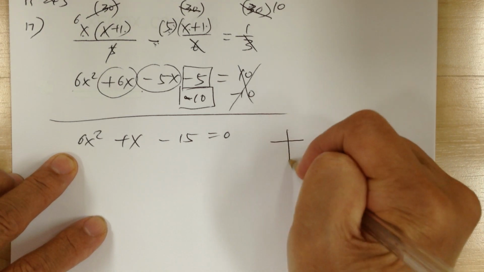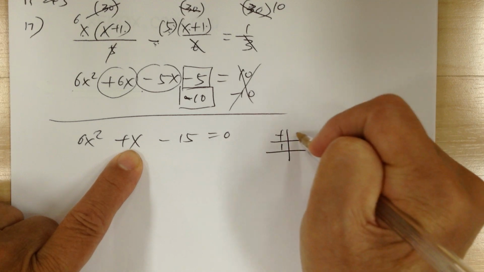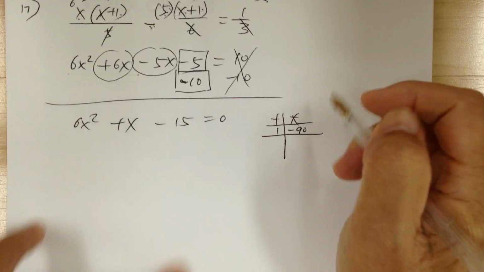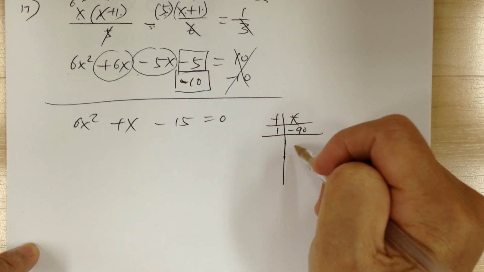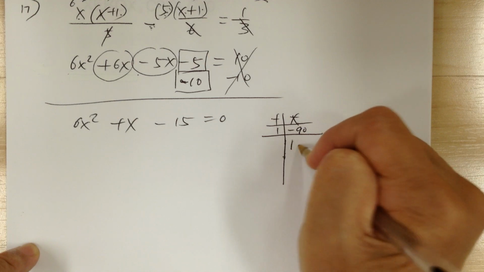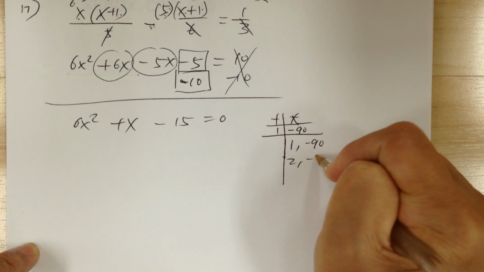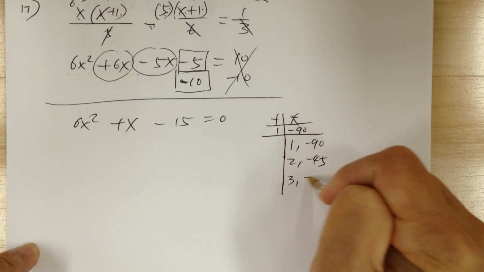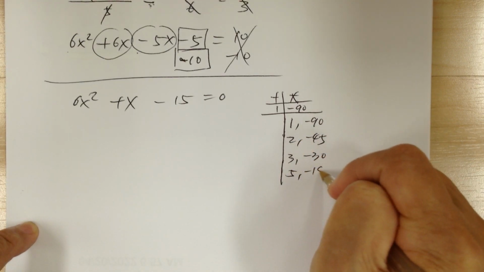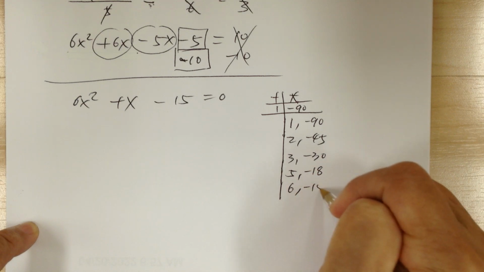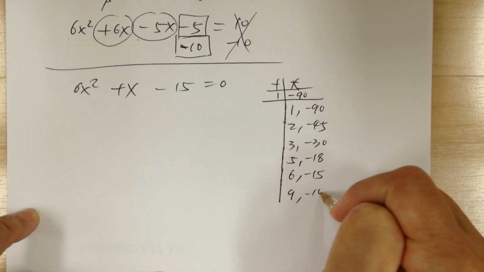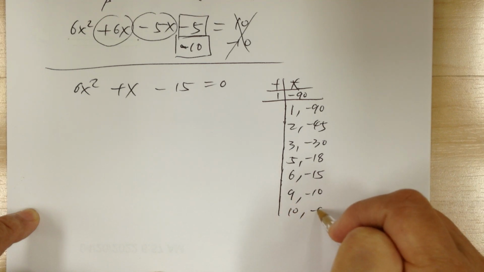So this is step 4, master product. You have to add to get 1. You have to multiply to get negative 90. Okay, again, if you know the correct combination, this will give you 9 comma negative 9. But if you don't, you just start with 1 comma negative 90, 2 comma negative 45, 3 comma negative 30, 4 is not going to work, 5, negative 18, 6, negative 15, 7, 8, 9, comma, negative 10. So 10, comma, negative 9.